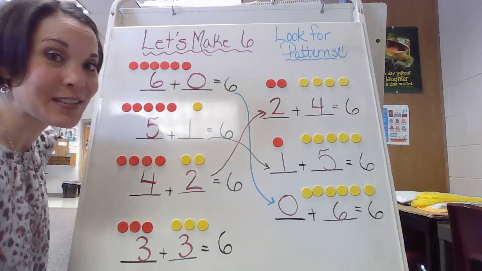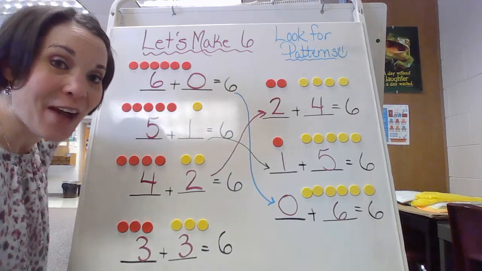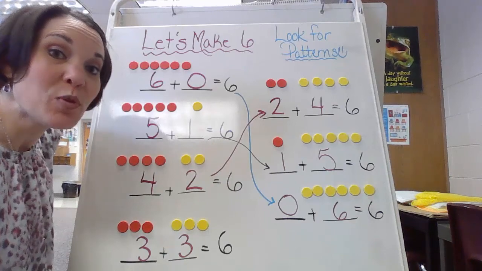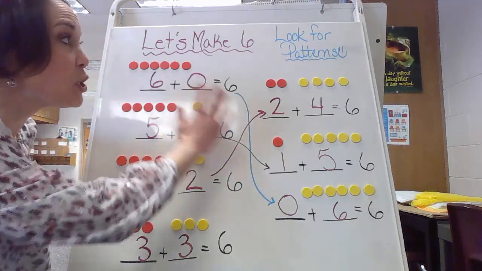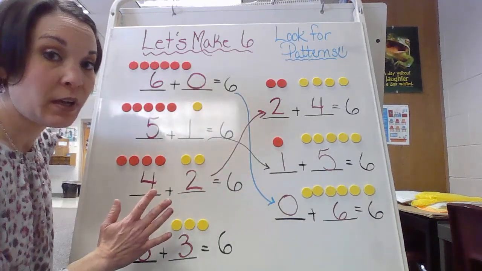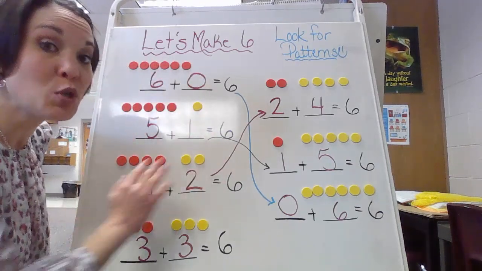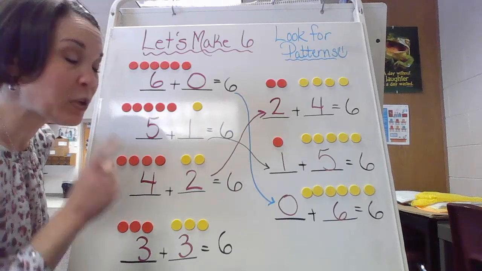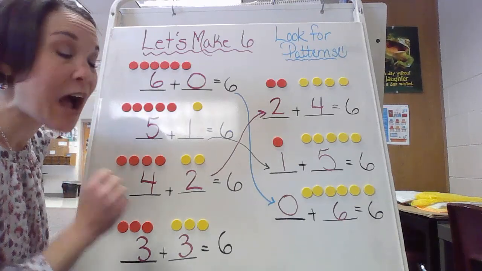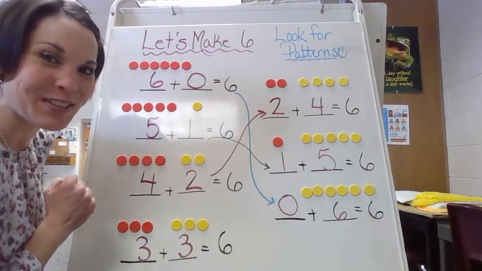So, boys and girls, I hope you enjoyed our little pattern activity today. I hope you get to practice some of this at home because you could do different numbers. You could do 7. You could do 5 as a total. You could do 10 as a total. But just remember, the bigger the number you have, the more combinations you're going to make.